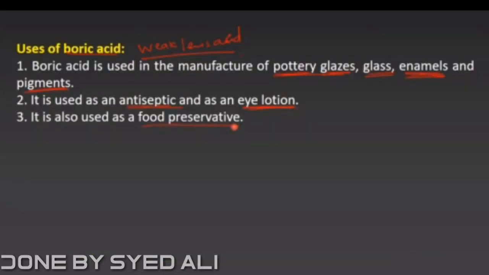Uses of boric acid. Number 1. Boric acid is used in the manufacture of pottery, glass, enamels, and pigments. It is used as an antiseptic and as an eye lotion. It is also used as a food preservative.